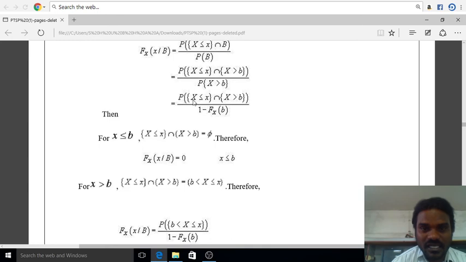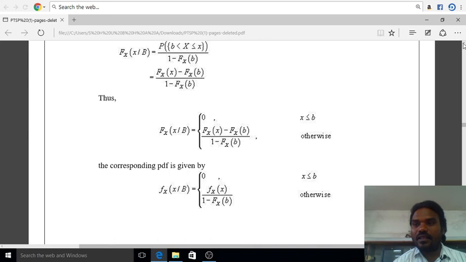In that case, {X ≤ x} and {X > b} do not have any common element, so the intersection is a null set, and 0 divided by anything is 0 only. So F_X(x | B) equals 0 for x less than or equal to b. Then the second case is x greater than b. You can go with the same analysis and the same formula, and it will be like this.